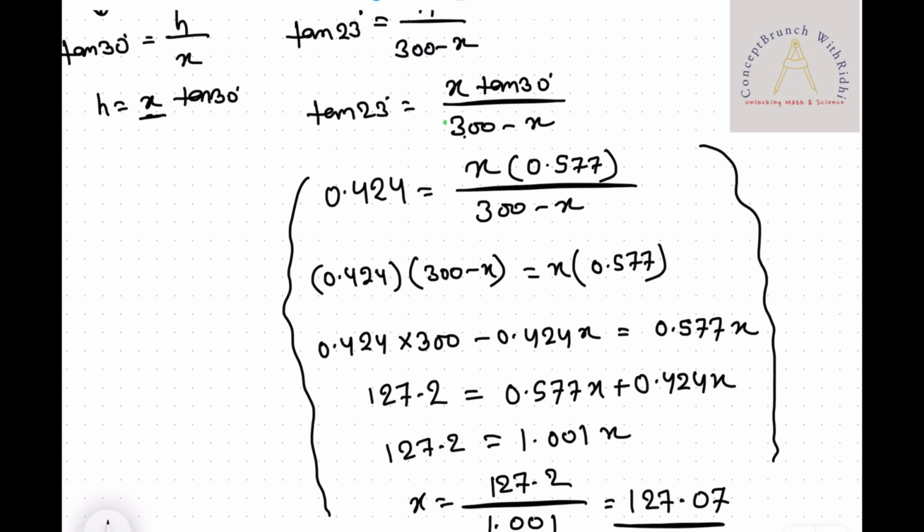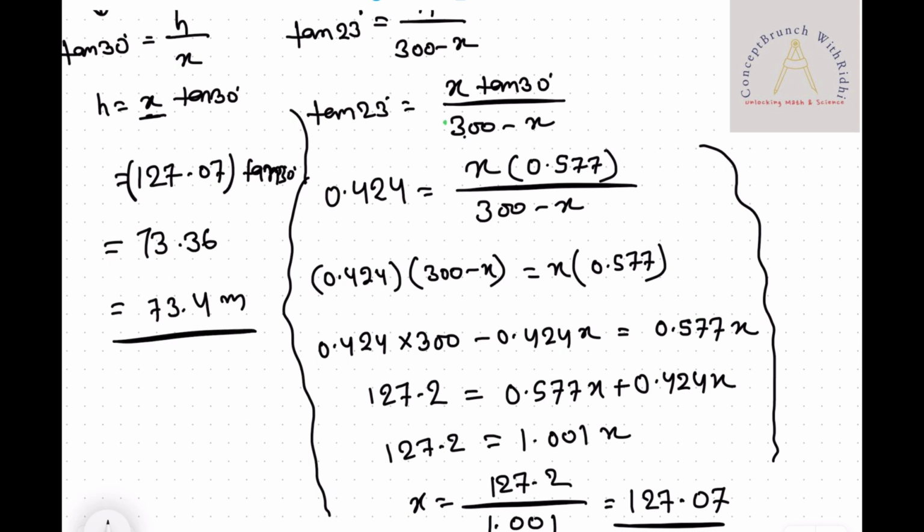So over here h will be 127.07 times tan 30 degree. Okay, this is a different step. So we'll get this value in the calculator as 73.36, which we can write as 73.4 meter. This we did without the sine rule. Now I will show you how to use the sine rule in this question.